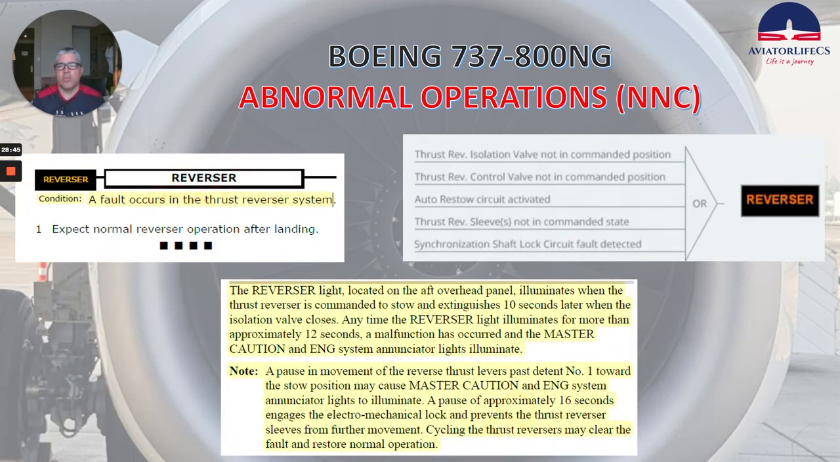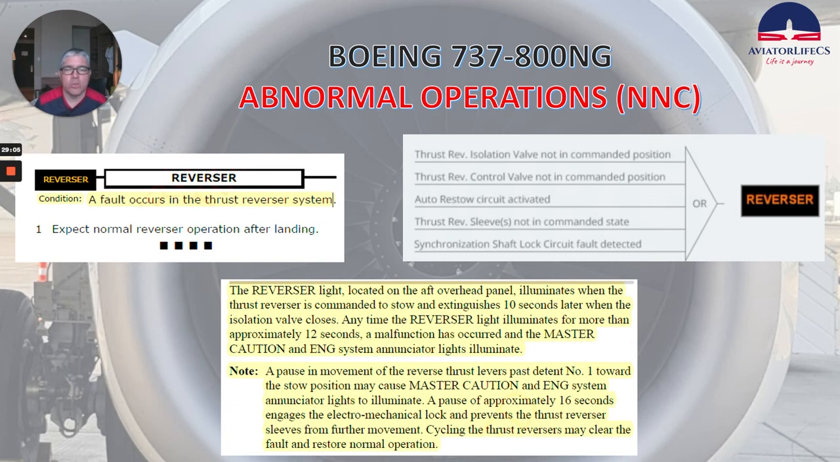Okay, reverser. Condition: a fault occurs in the thrust reverser system. Expect normal reverser operation after landing. The condition for the light to come on is there to the right side. And here we can read about the reverser light located on the aft overhead panel.